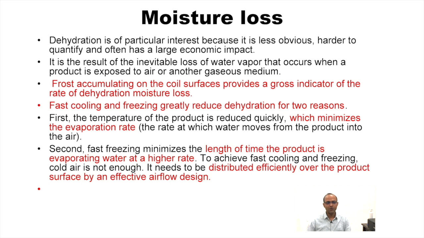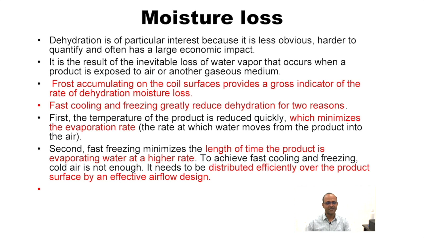So how will you find out that there is a moisture loss? First, there will be frost accumulation on the coils of the evaporator. So that is a gross indicator that the rate of dehydration or the moisture loss is higher. Now faster cooling can give the solution to this moisture loss. At the same time, a combination of temperature and relative humidity can also ensure this, and packaging also helps over time depending upon the product.